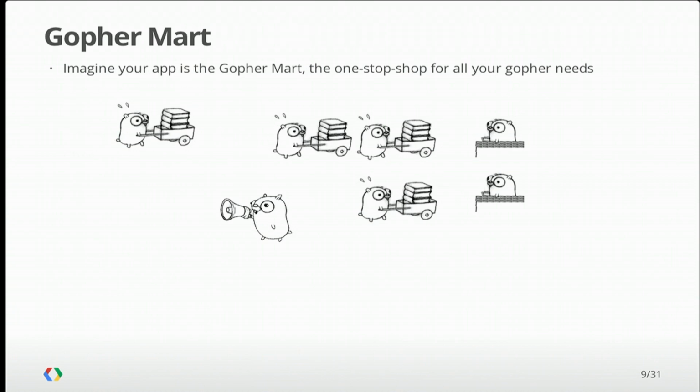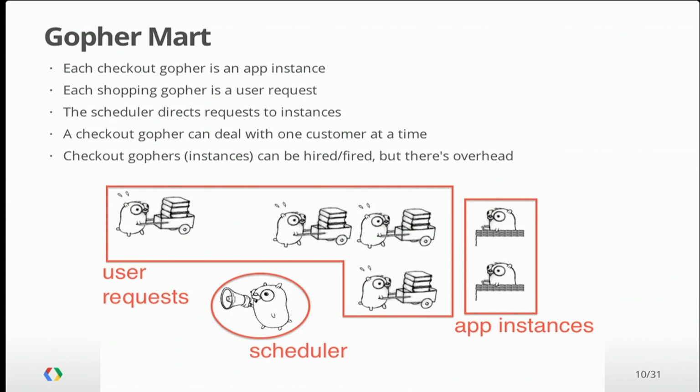And the correspondence to an app that we're going to use is that the Gophers that are doing the shopping are your user requests. Each of your checkout Gophers, the Gophers processing each of those requests, is an app instance. And then there's a scheduler Gopher that directs user requests to app instances. A checkout Gopher can only deal with one request at a time.